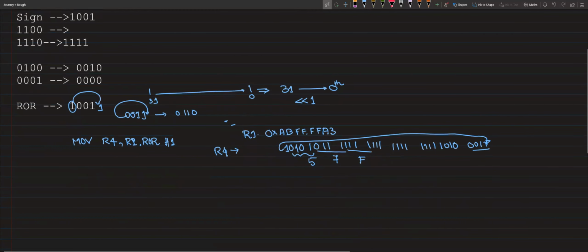And ASR also you got, right? Arithmetic shift right. We don't have arithmetic shift left because it doesn't have any meaning as such.